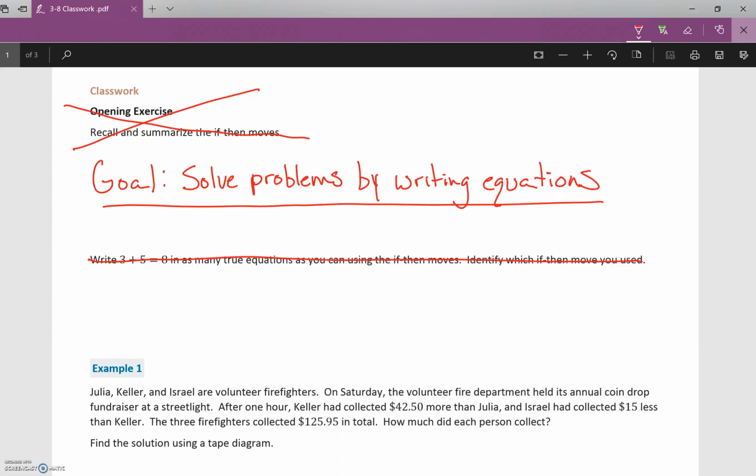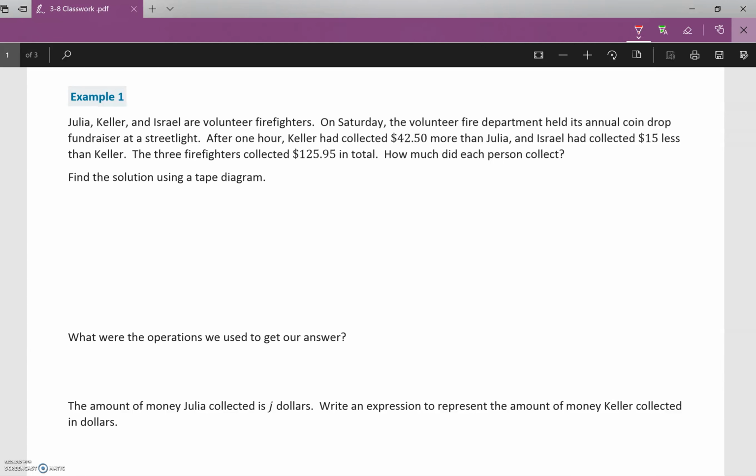All right, so example number 1, Julia, Keller, and Israel are volunteer firefighters. On Saturday, the volunteer fire department held its annual coin drop fundraiser at a streetlight. After 1 hour, Keller had collected $42.50 more than Julia, and Israel had collected $15 less than Keller. The 3 firefighters collected $125.95 total. How much did each person collect?